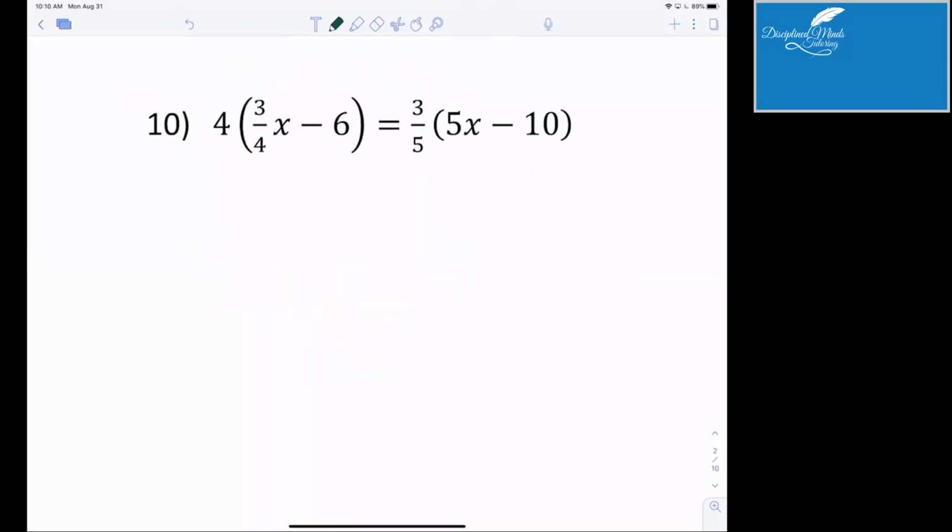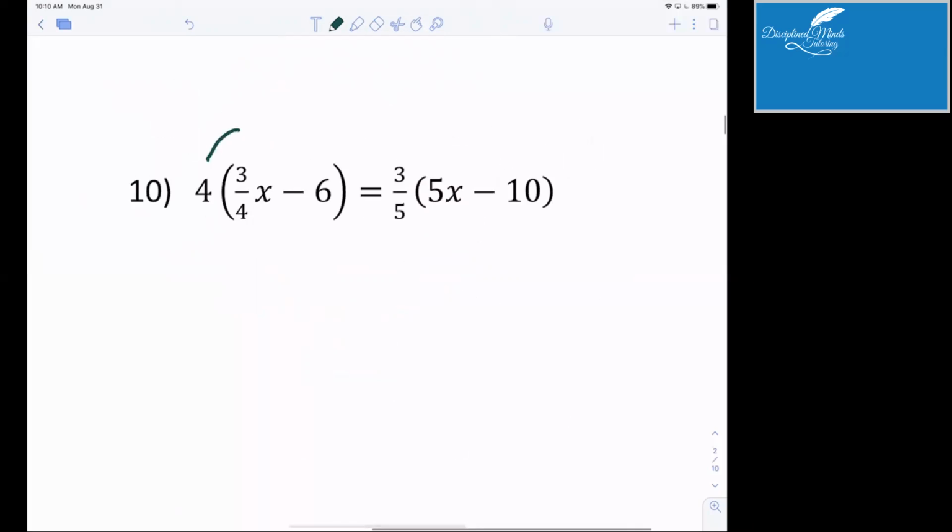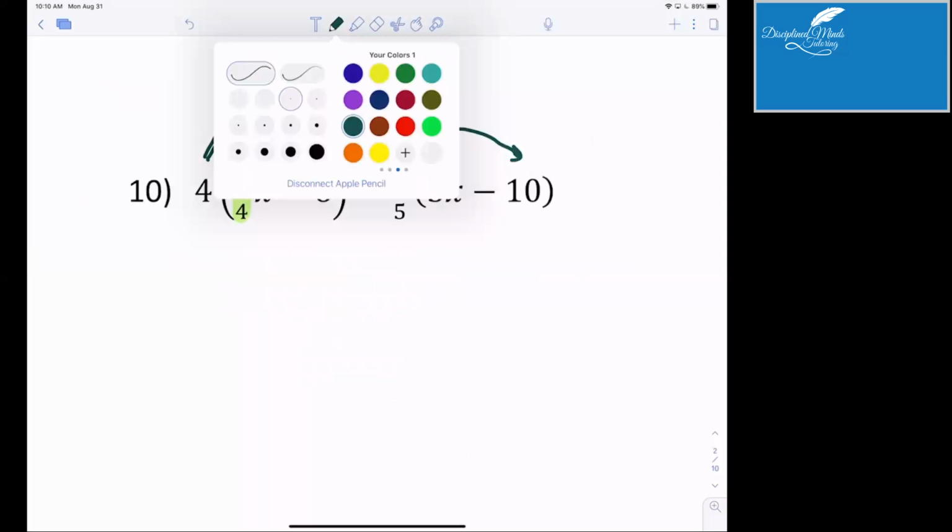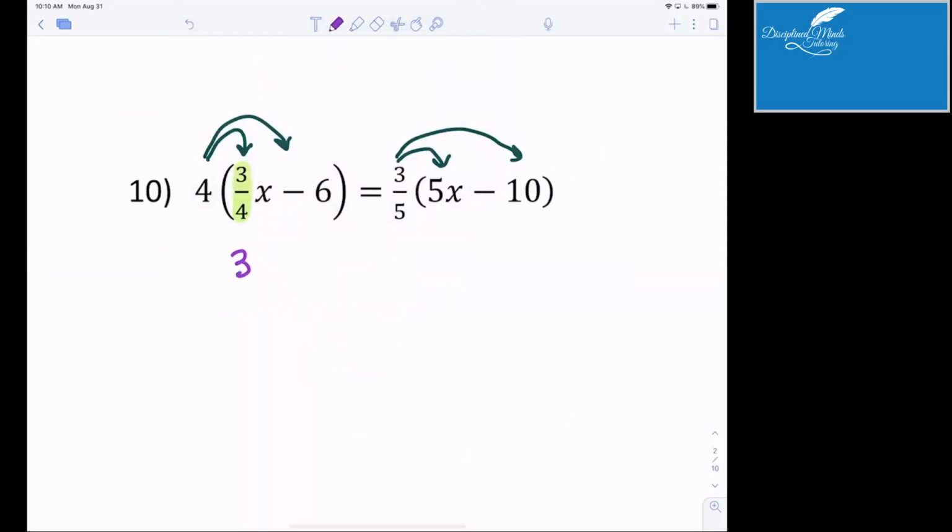So now I did some ugly fractions here. Distributing a 4. Distributing a 3/5. Now be real careful. 4 times 3/4 is just what? Thank you. 3x. If you're not sure, remember we just did 4 divided by 4. Now, 4 times negative 6. Thank you. Negative 24.